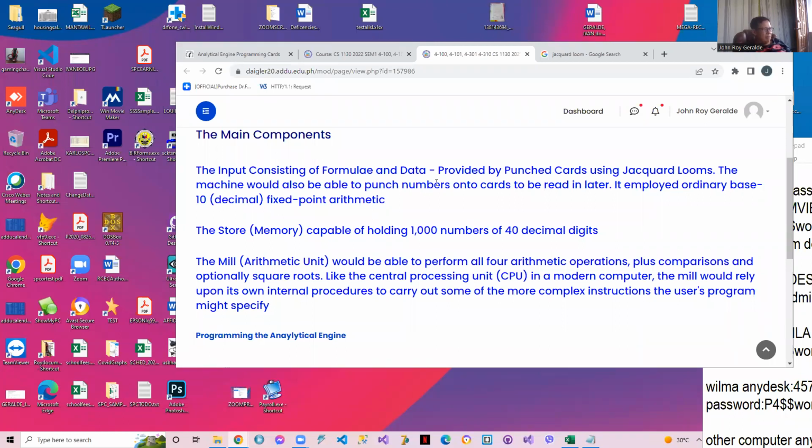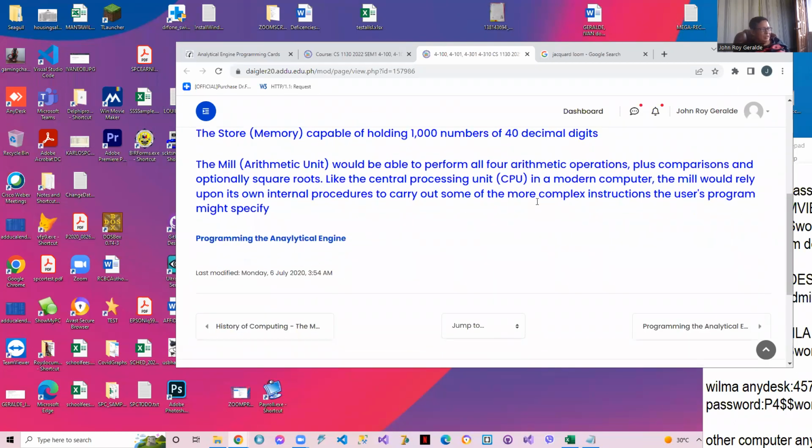The store is the main memory capable of holding 1,000 numbers of 40 decimal digits, which means that there are 1,000 cards. And each number is 40 decimal digits in fixed point, so there's a fixed number of decimal places. The mill, the arithmetic unit, would be able to perform all the mathematical operations, plus certain operations like shifting to the left and shifting to the right, and even optionally square root. It's like the CPU of the modern computer.